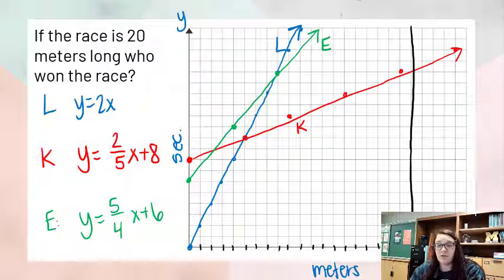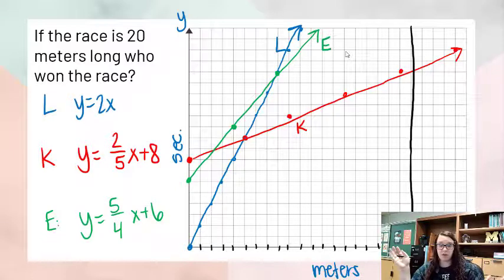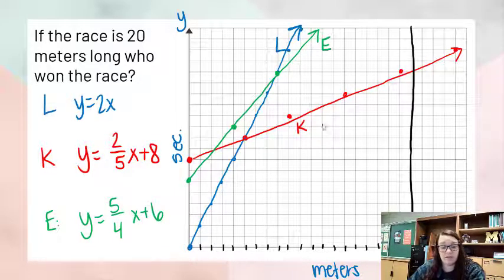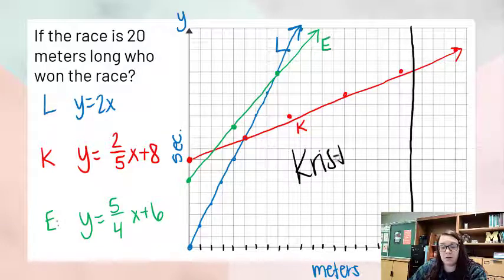Definitely Kristin. You can see how these lines would extend out, and eventually up top, if your computer screen or your phone screen or whatever you're looking at could extend out, they would eventually get there. But Kristin gets there the fastest. She got a head start, and that helped her out quite a bit. So who won the race? Kristin won.